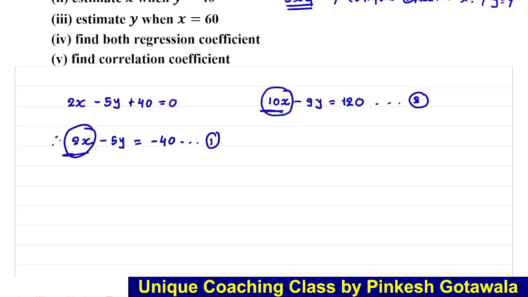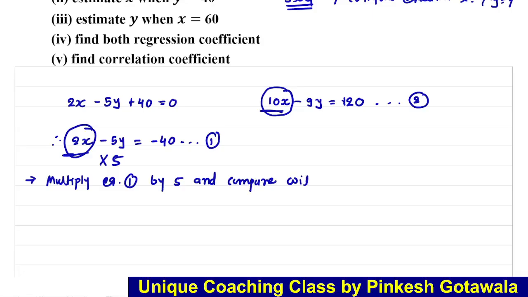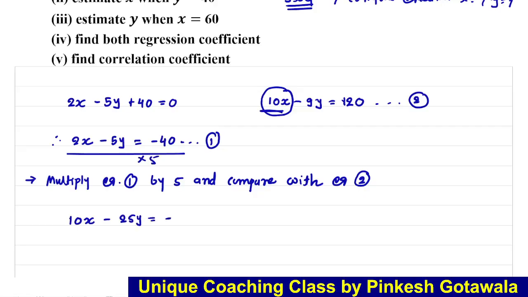Here 10, here 2. So what we can do, just multiply this with 5. If we multiply it with 5, it becomes 10x. So let's do that. Multiply equation number 1 by 5 and compare with equation 2. So let's multiply this with 5. So 10x minus 25y minus 200, and then compare this with the second equation.